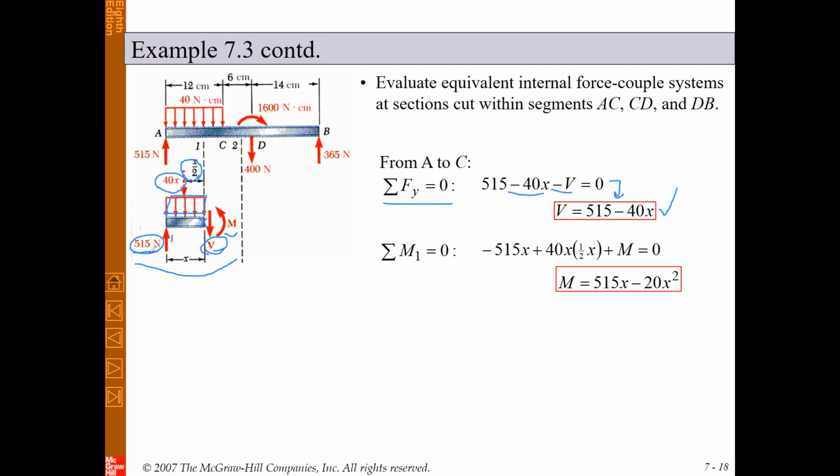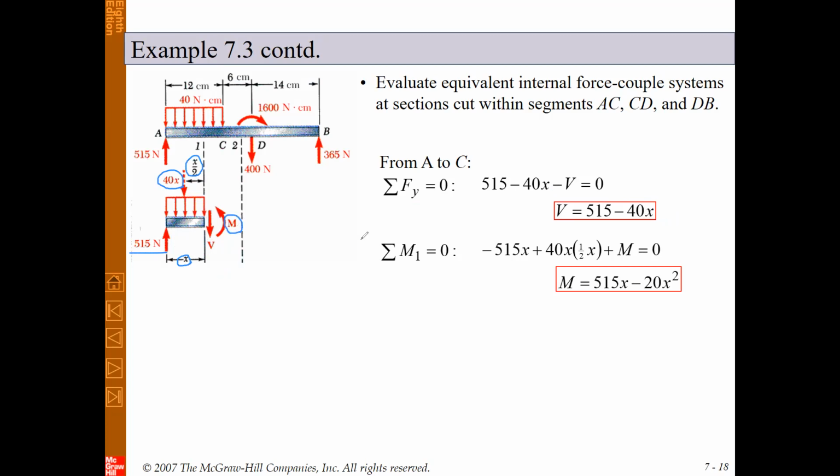We will have a moment due to this 515 Newton force multiplied by its arm, which is x. We have a moment due to this 40x Newton force multiplied by its arm, which is x divided by 2. And finally, we have the moment m.